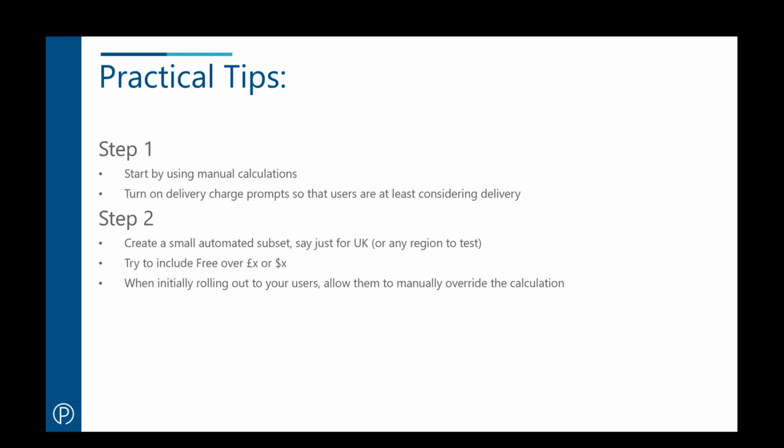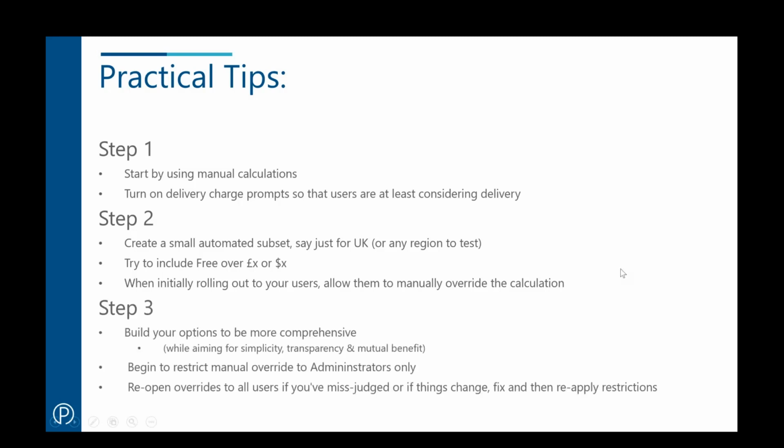That's useful either if you've got your calculations wrong or your values wrong and the salespeople need to be able to confirm an order and just change it to what they know to be the correct value. But it also allows them to use manual delivery calculations for any of the regions that you've not yet set up. And then once you build that up to be more comprehensive while still aiming for simplicity, you can then begin to restrict that manual override to administrators only.